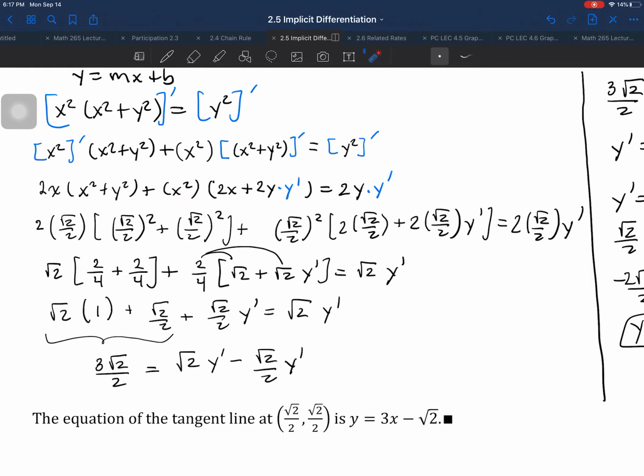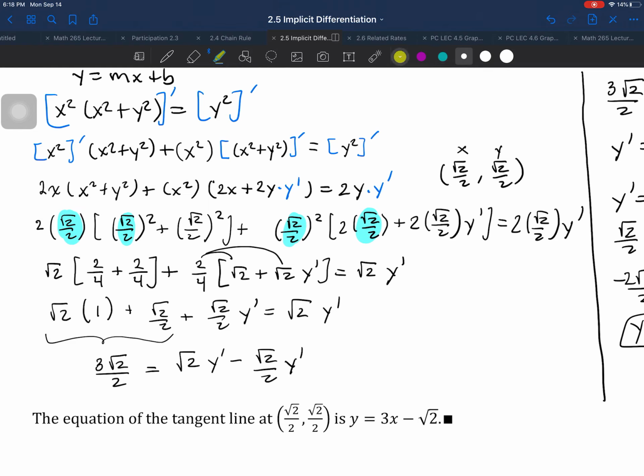Now here's an alternative way to do this. We could do the whole hard math to be able to solve for y prime. But an alternative way to do this, since we're only looking for a slope at a particular point, we can also utilize the fact that we already know that x is the square root of 2 over 2 and y is the square root of 2 over 2. So that's actually what I did. I ended up replacing every time I see an x with the square root of 2 over 2. Right, do you guys see that?